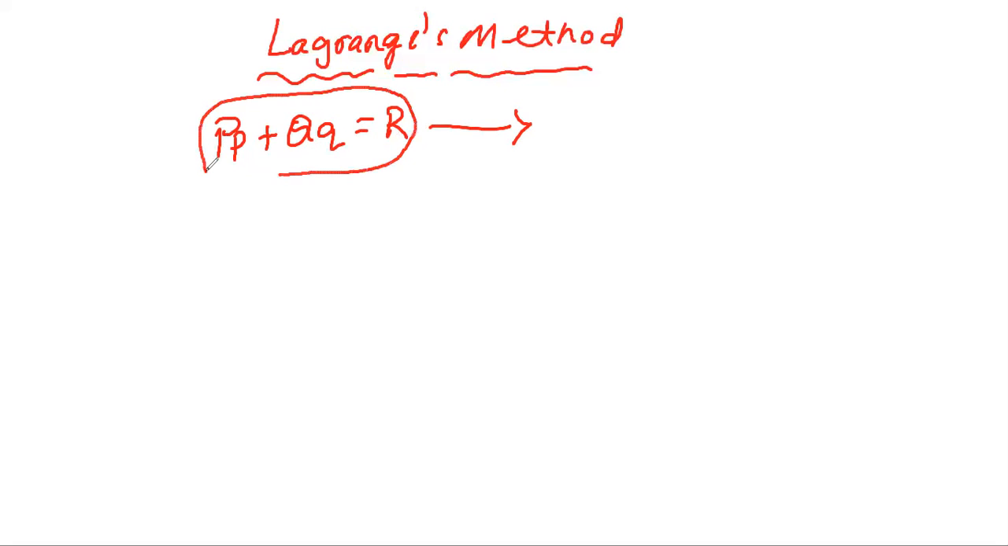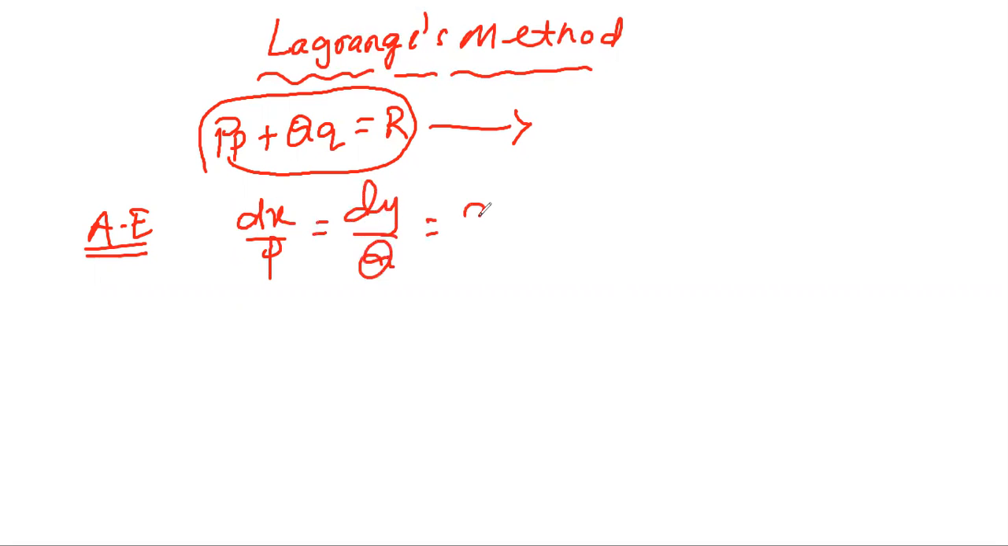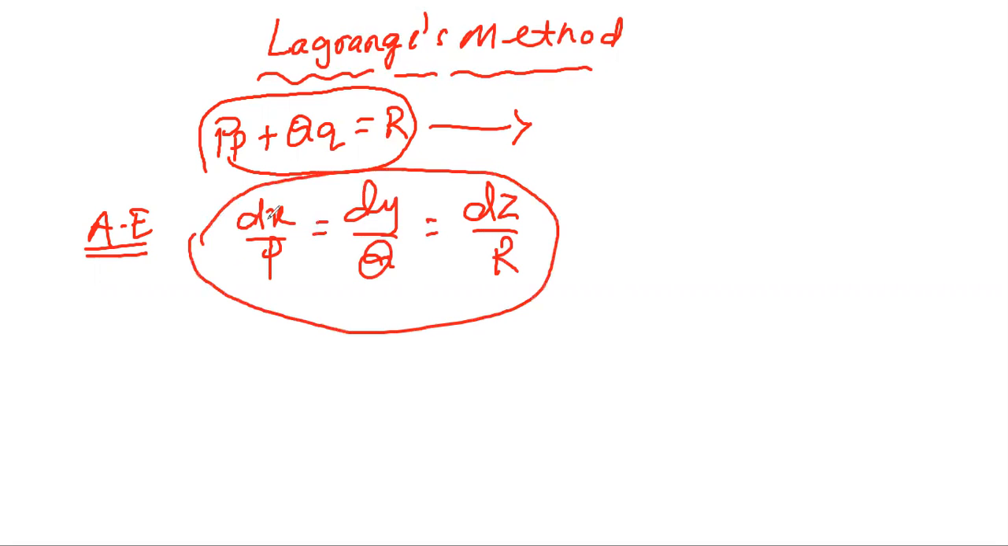for the solution of this equation, we consider an auxiliary equation. That is the auxiliary equation we have to consider for the solution of this equation. So what is the auxiliary equation? dx by P is equal to dy by Q is equal to dz by R. This is the auxiliary form for the solution of the given Lagrange's method, where P, Q, R are the functions of x, y, z or any constant.